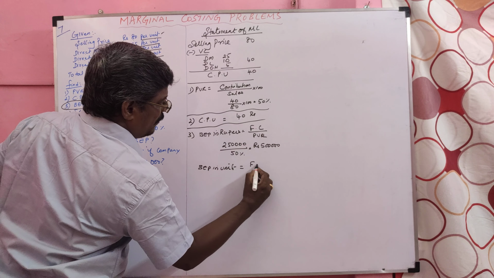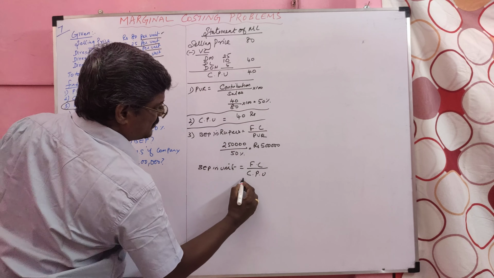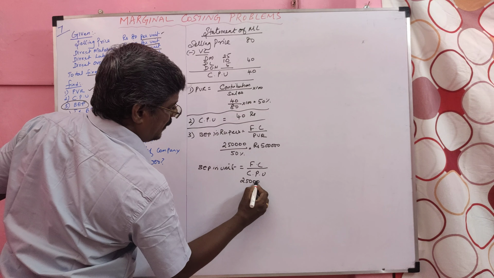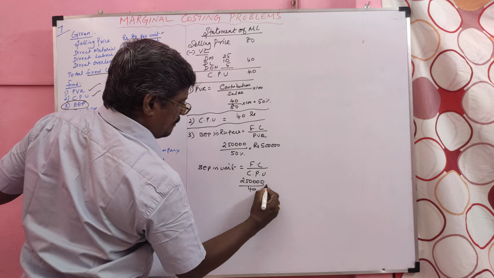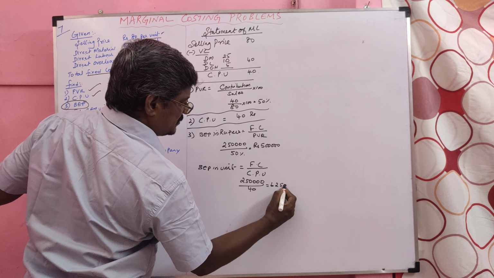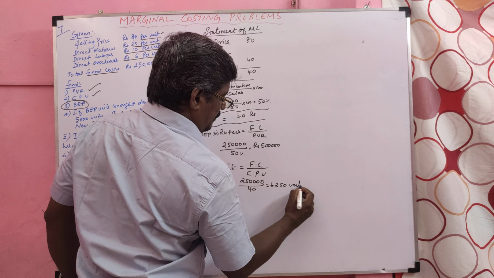What is the formula? Fixed cost divided by contribution per unit. Fixed cost as we know 2,50,000. Contribution per unit how much? 40. So 6,250 units we have to sell.